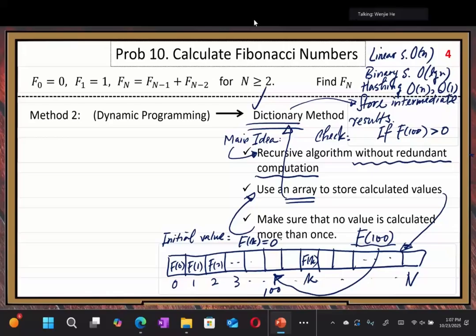0 means its corresponding Fibonacci number is not calculated, right? It's unknown. Let me say it this way: if f of k equals 0, that means the value of this Fibonacci number is not calculated. You never touched it. So it's a new Fibonacci value. That means you need to do the calculation.